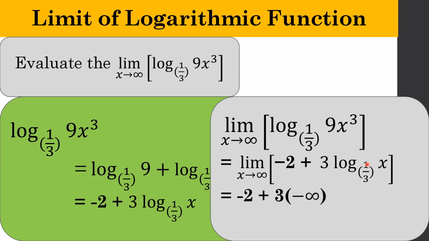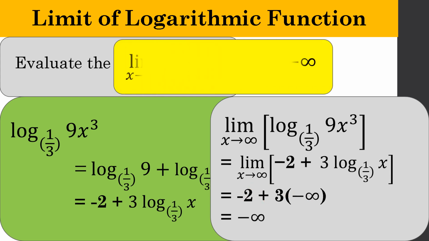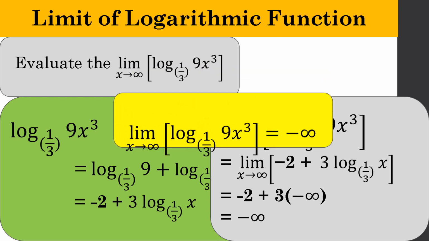So, copy lang ulit natin yung negative 2. Ganun din yung 3 kasi constant siya. Then the limit of this is negative infinity. And then we will simplify. Negative 2 plus 3 times negative infinity results to negative infinity. Hence, limit of your function as x approaches to positive infinity is equal to negative infinity.